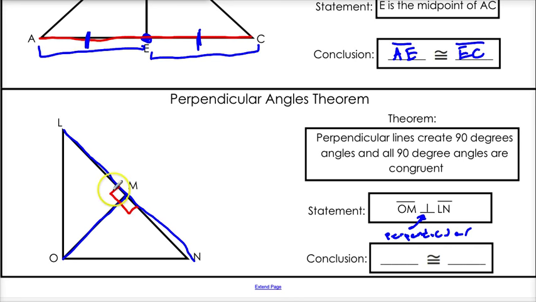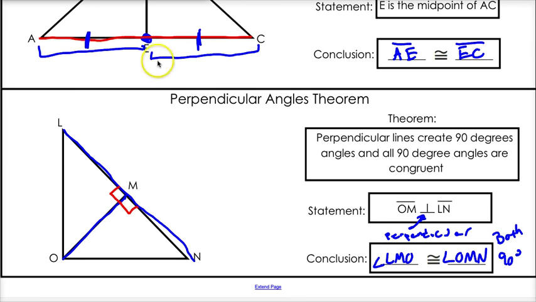Well, because these are both 90-degree angles, I know that angle LMO is congruent to angle OMN. And how do I know that? Well, they're both 90-degree angles. Since OM and LN are perpendicular, it creates these two 90-degree angles. And 90-degree angles are always congruent to each other. So angle OML is congruent to OMN. They are both 90 degrees.